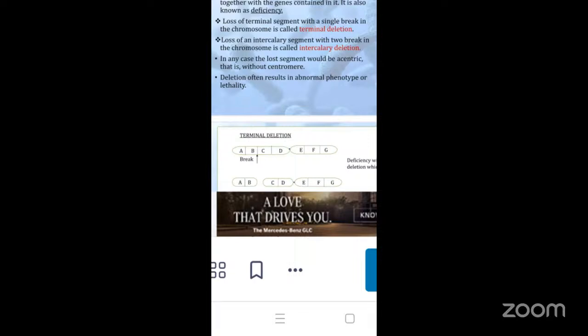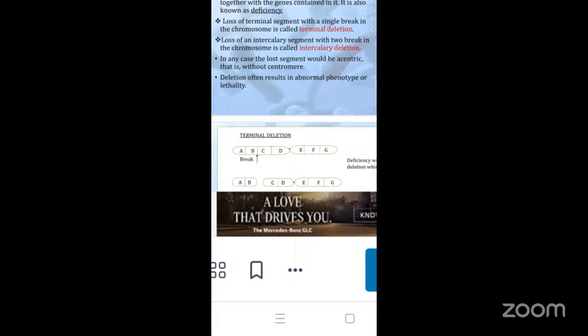In terminal deletion, deficiency with a single break involves the loss of the terminal segment. The next one is intercalary deletion. Deficiency with a double break is known as intercalary deletion, which involves the loss of the intercalary segment. These are the two types of deletions.